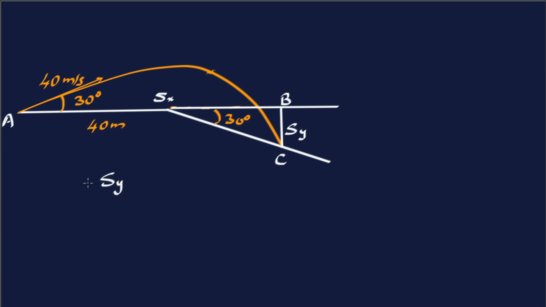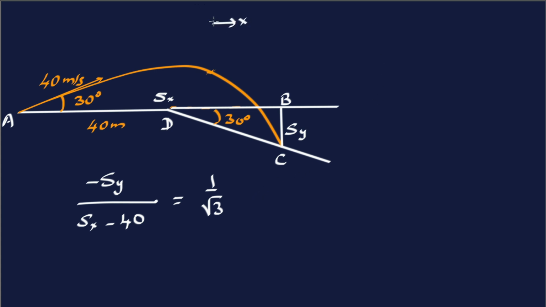Sy is negative, so minus sy is the length of the opposite side for 30 degrees, divided by the adjacent side. Let me call this point D. The adjacent side is DB, which is AB minus AD. What is AB? Sx minus 40. This is tan 30, 1 by root 3. So once again you can see the power of making a drawing for every physics problem. The equations jump out at you once you make a careful construction.